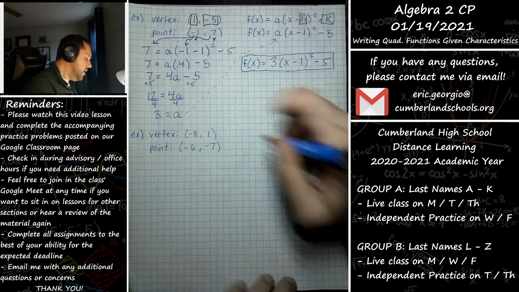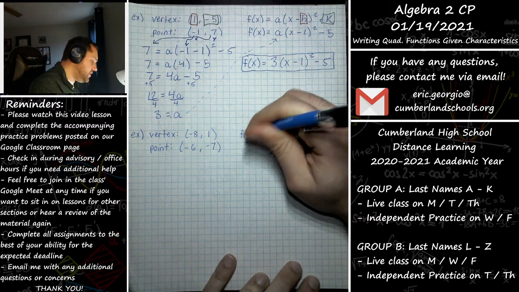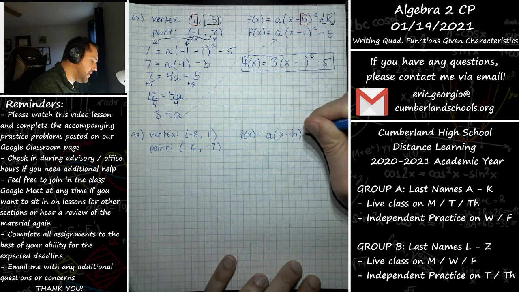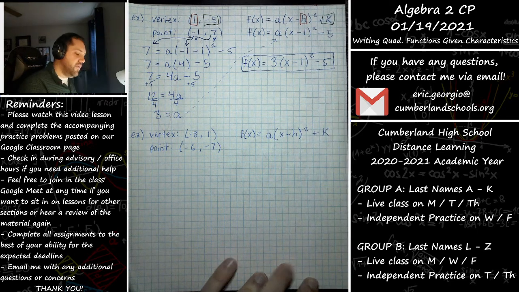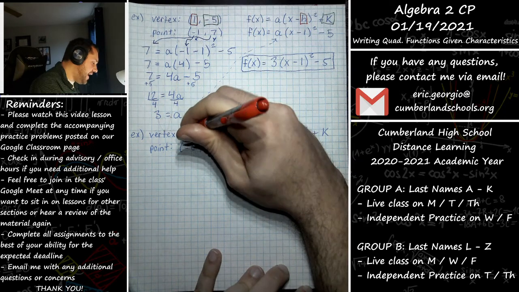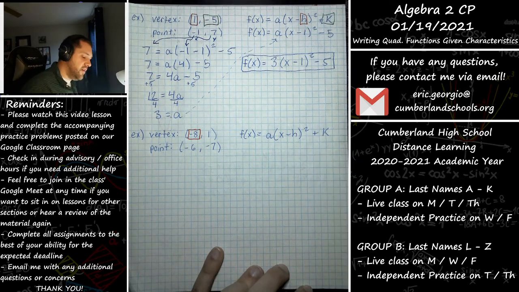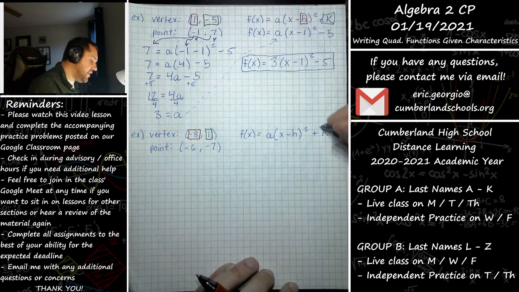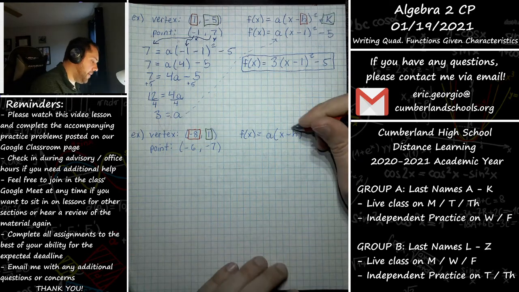Okay? Again, we're trying to build in vertex form, so I would start with my blueprint here, a times x minus h squared plus k. And we'd say, well, if I know the vertex, the x-coordinate of the vertex is h, the y-coordinate of the vertex is k, we can absolutely take those things and plug them in right off the bat, right?